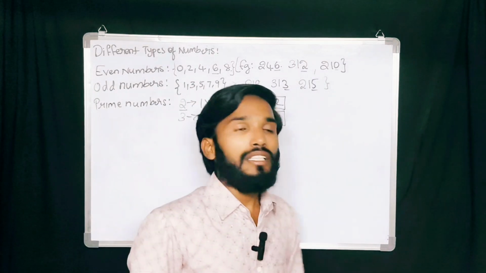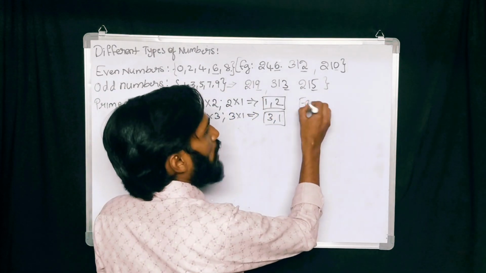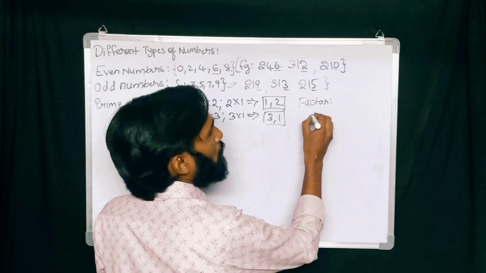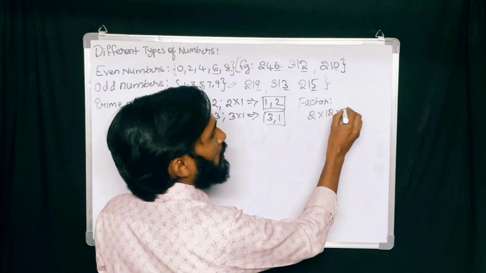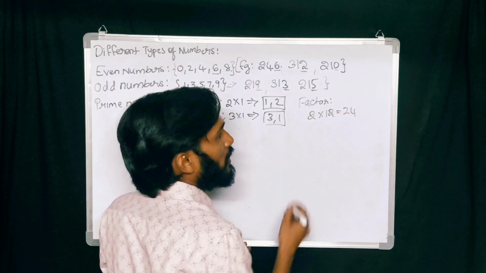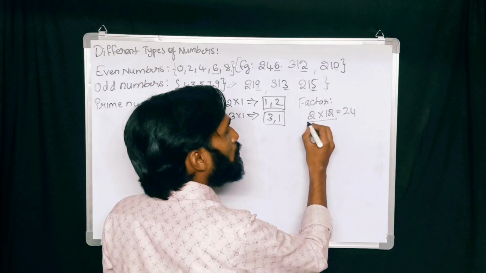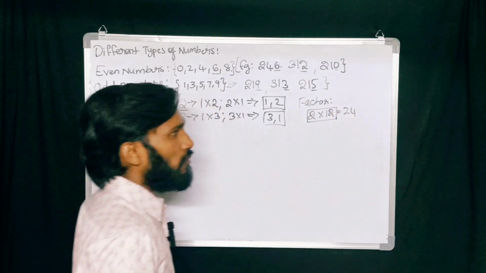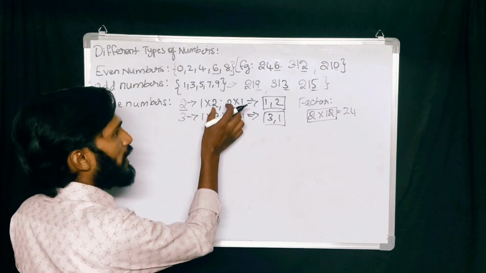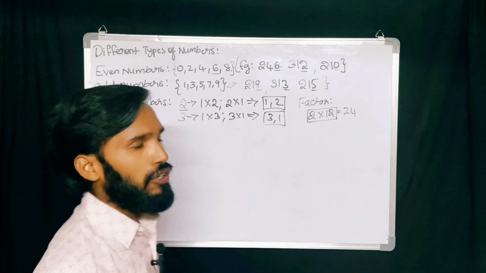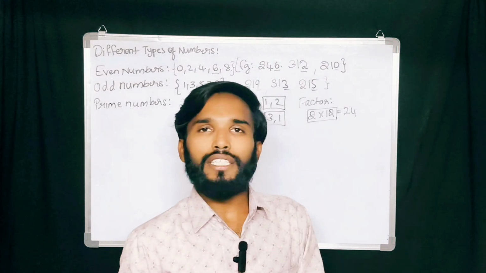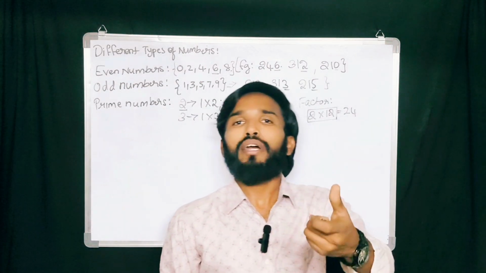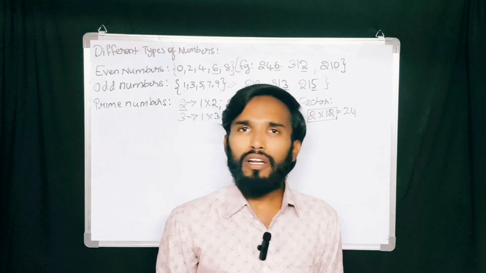Yesterday we learned that a factor is what we get when we multiply a number with another number to get an answer. The two numbers being multiplied are called factors. So these are the factors of 2 and 3, and they have only two factors. A number having only two factors is called a prime number.